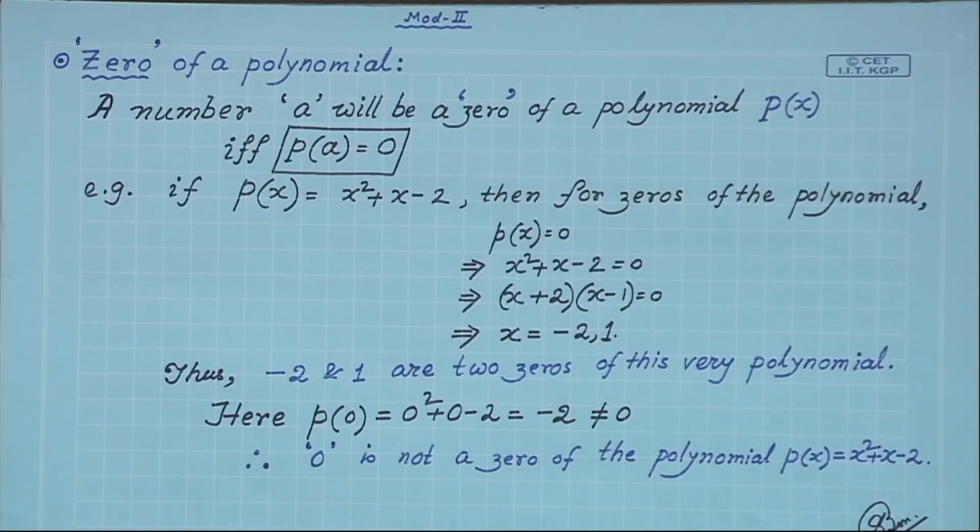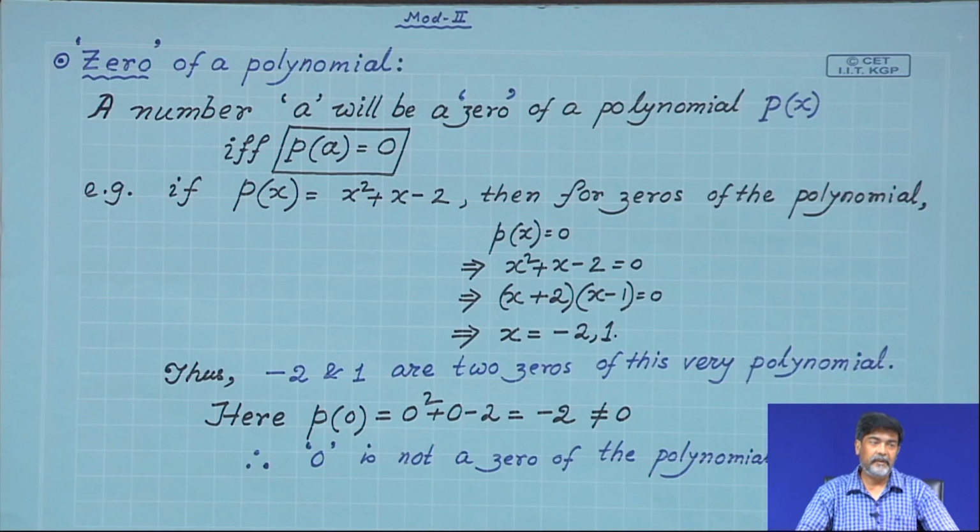Now, I would like to define a new term, zero of a polynomial. Have you ever heard it? No, sir. Okay. Now, a real number a will be said to be a zero of a polynomial if the variable concerned, x here, will be replaced by a and the value of the net result will be 0.